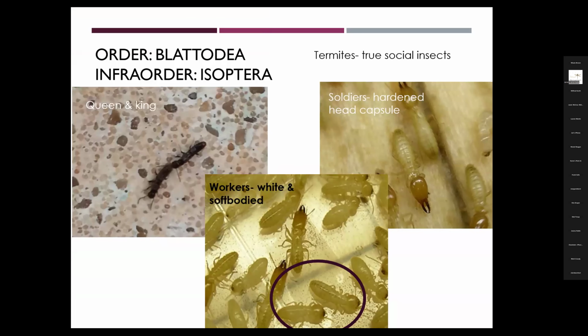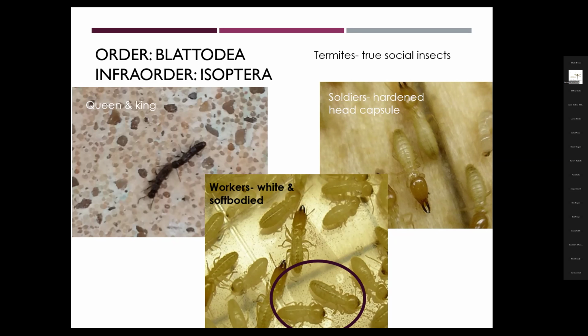Termites. So these are in the order Blatodia, again, infraorder Isoptera. Termites are a true social insect. For something to be truly social, or eusocial, they have to have certain characteristics. One of them is that they have a caste system. So you can see there are different groupings here. On the left picture, we have the queen and king. In the bottom middle picture, we have the workers, and then on the right, we have our soldiers. So the soldiers are going to have a hardened head capsule with either enlarged mandibles, or some of them will have a little horn kind of structure.